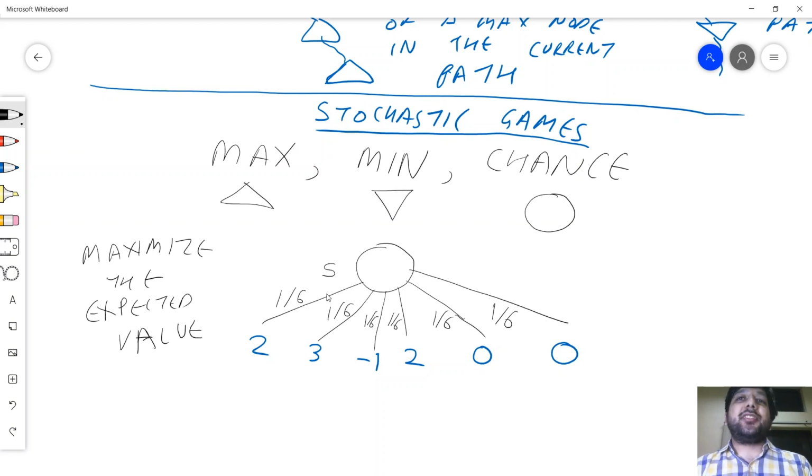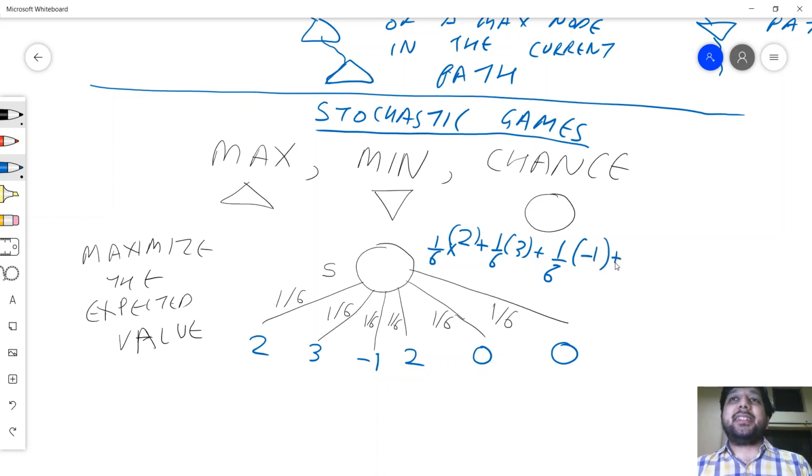So let's see what's my expectation from this node. Of course, it is 1/6 chance I get a return of 2, 1/6 chance I get a return of 3, 1/6 chance I get a return of -1, 1/6 chance I get a return of 0, 1/6 chance I get a return of 0, and 1/6 chance I get a return of 0. So that's 2 plus 3, 5, 6, 7 minus 1, that's a 6 on 6 or 1. So my expected return from this is 1.